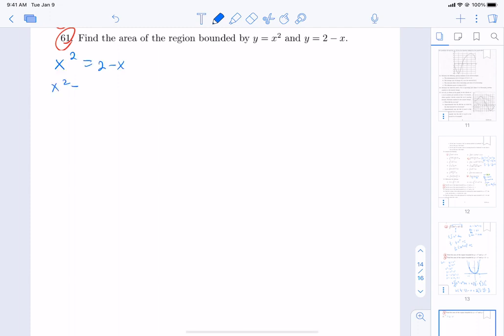Well, that is a parabola. And so the best way to solve a parabolic equation is get it equal to 0. So this comes over and becomes a positive x. This comes over and becomes a negative 2. So we get x plus 2 and x minus 1 equals 0. So they hit at two places, negative 2, and they also meet up at positive 1. So those points become very important on my graph.